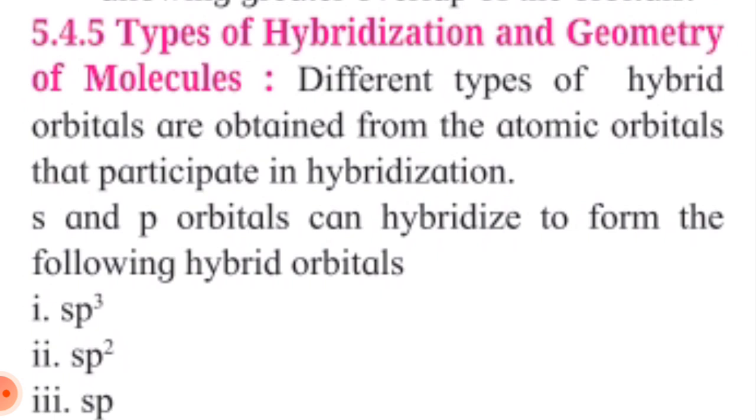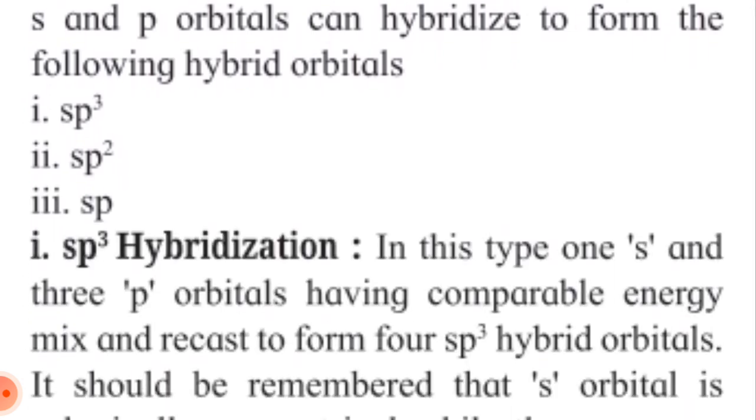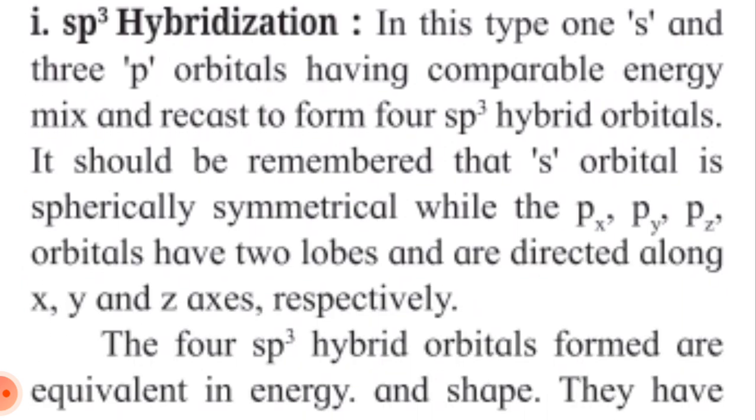5.4.5 Type of hybridization and geometry of molecule. Different types of hybrid orbitals are obtained from the atomic orbitals that participate in hybridization. s and p orbitals can hybridize to form the following hybrid orbitals: first sp3, second sp2, third sp.